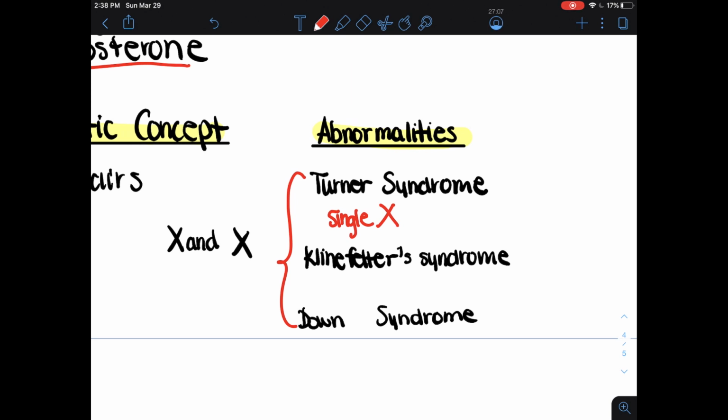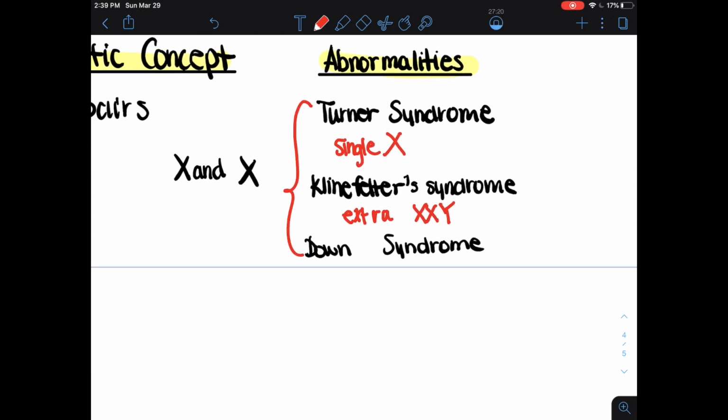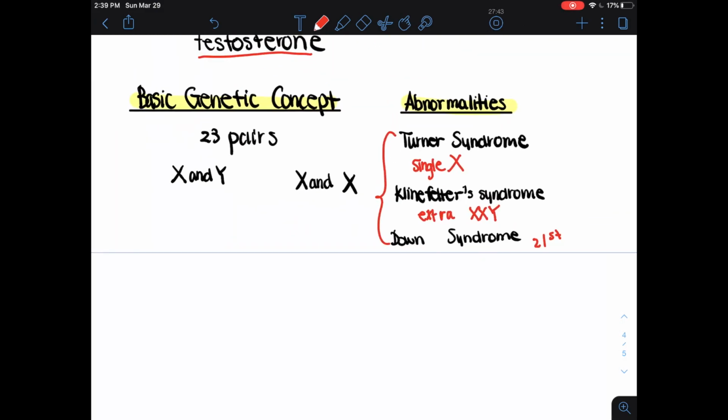You have Klinefelter syndrome, which is an extra X. So it would be X, X, Y, and then this one will just be an X. And then lastly, for this syndrome, you'll have minimal sexual development and extreme introversion. For Down syndrome, you have an extra chromosome on the 21st pair. This leads to a rounded face, shorter fingers and toes, slanted eyes, and eyes that are far apart. This also leads to what's called mental retardation.